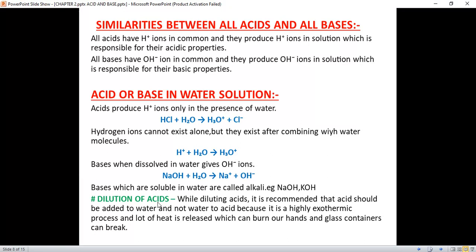Dilution of acid. Dilution of acid means addition of water to acid. But we should never add water to acid. In fact, we should always add acid to water.